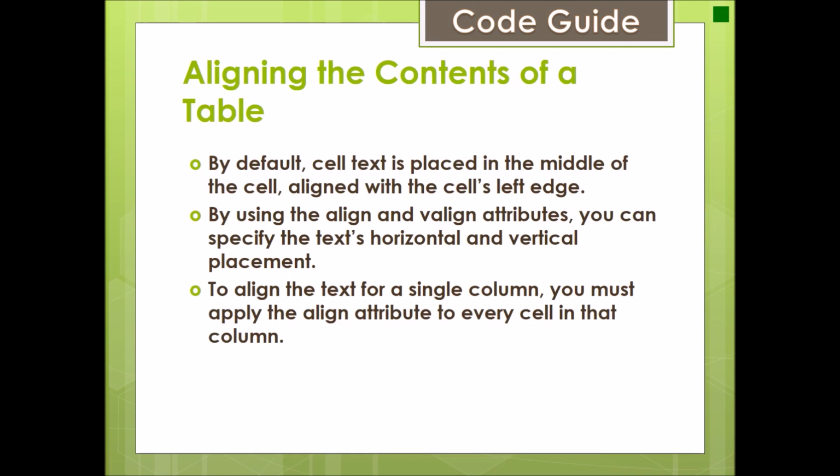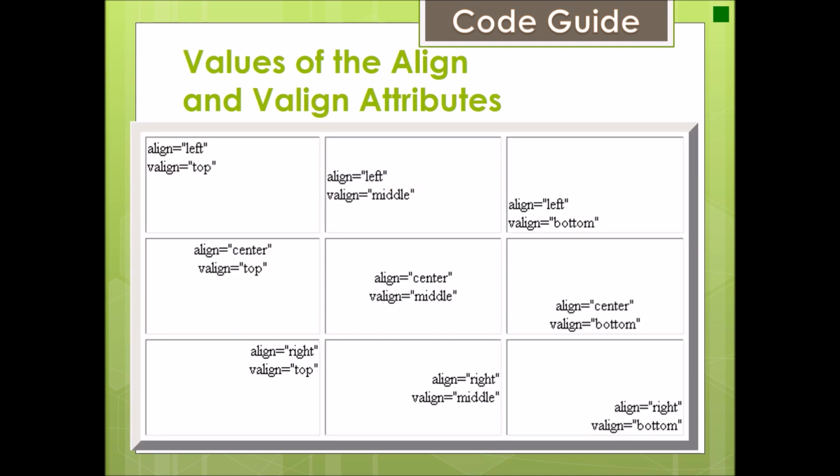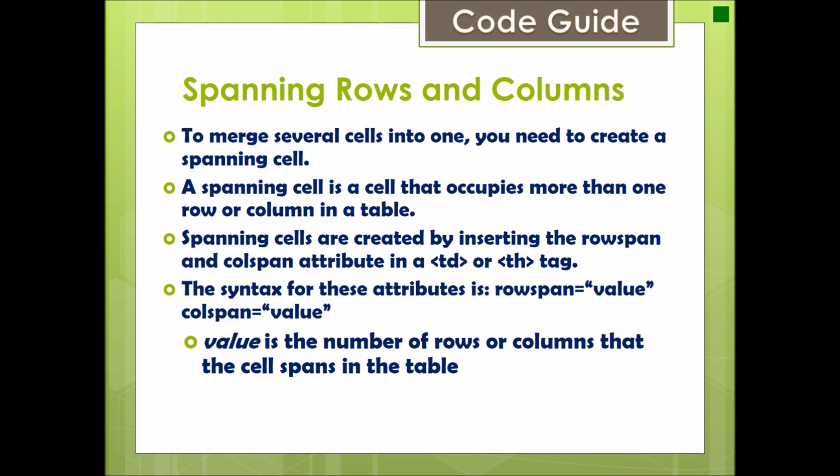Aligning the contents of a table. You can align the table content. By default, cell text is placed in the middle of the cell, aligned with the cell's left edge. By using the align and v-align attributes, you can specify the text's horizontal and vertical placement. To align the text for a single column, you must apply the align attribute to every cell in that particular column. These are examples of align and v-align text. You can see this is align left and v-align bottom. Similarly, you can align your text within your web page using align and v-align attributes.